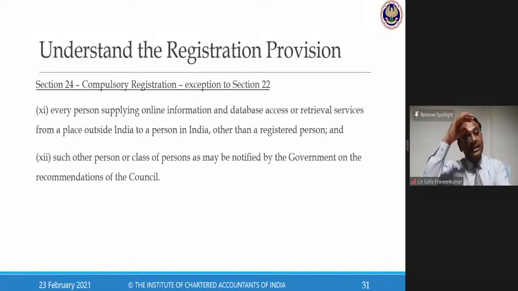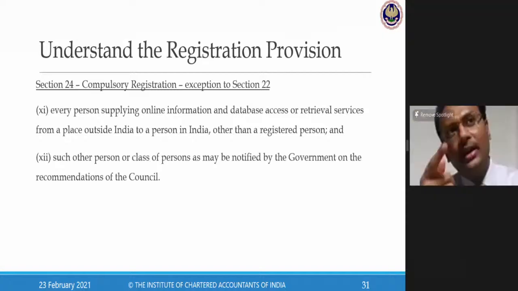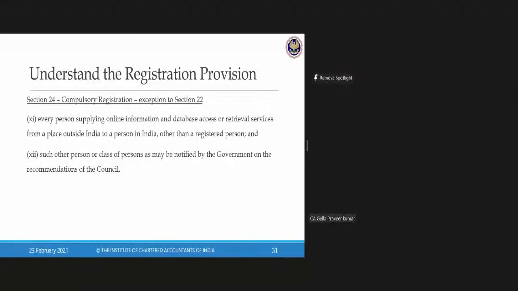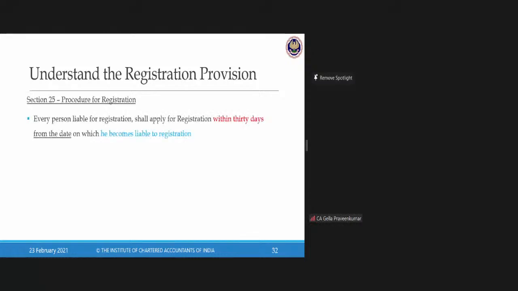Then clause 11, every person who is supplying online information database access retrieval, OIDAR. These are the online services where there is a dedicated internet line when they give us services, for example Netflix, Amazon. I would like to watch Hotstar, Netflix, Amazon. There's a dedicated line. That is your clause 11. Clause 12: any other person the government deems necessary to get registered. That is what they say.